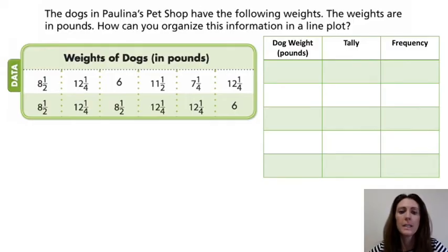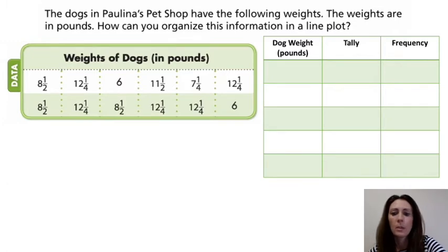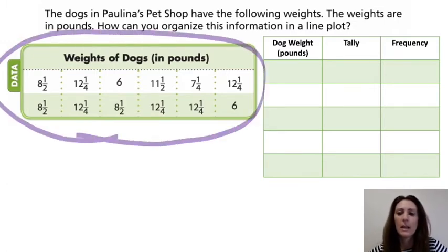On the screen, you're going to see that I have some data for us to create a line plot for. Let's take a look at what we have. It says the dogs in Paulina's pet shop have the following weights. The weights are in pounds. How can you organize this information in a line plot? So the problem is talking about this data right here.